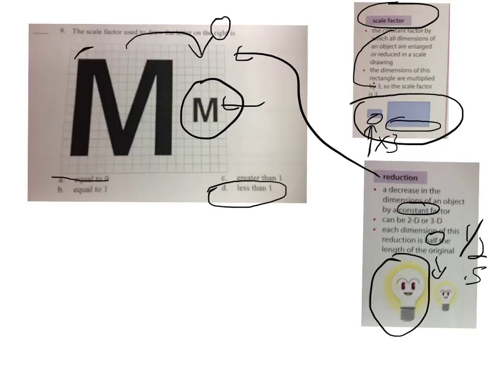So it could be a half, it could be 0.5, which is the same. It could be 0.75. You'd have to count and do some of the math on that, but you would know that this is a reduction. So hopefully this helps you understand what scale factor is and reduction. And good luck.